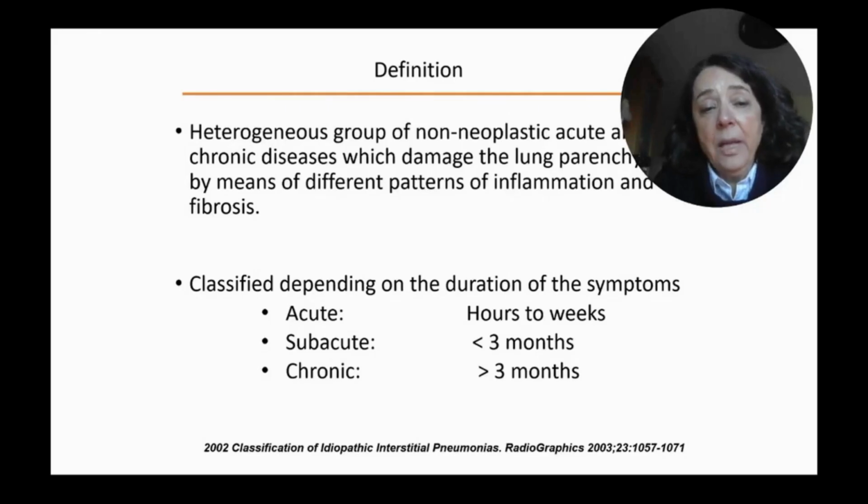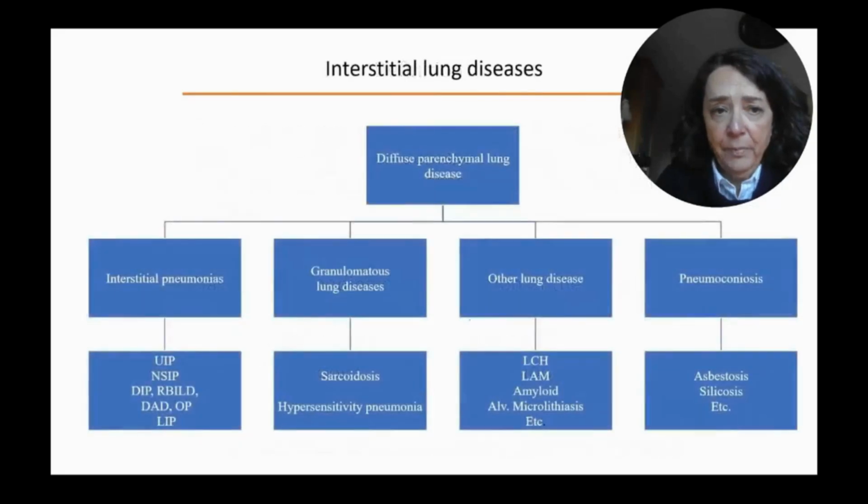Subacute is considered for less than 3 months, and chronic when the patient suffers this pathology for more than 3 months. So interstitial lung diseases are more than 200 entities, and the only way to learn about them is to subclassify them and to create histological patterns for us.